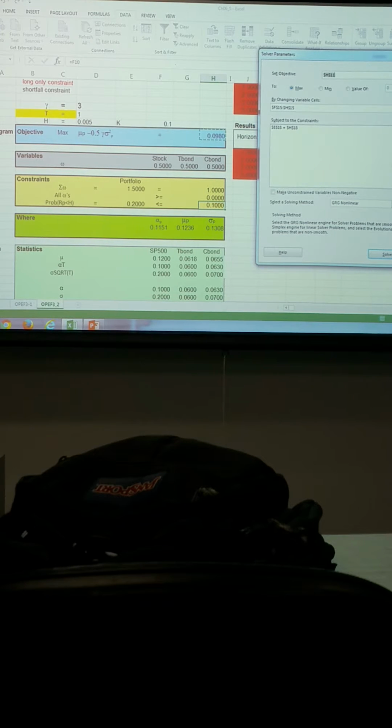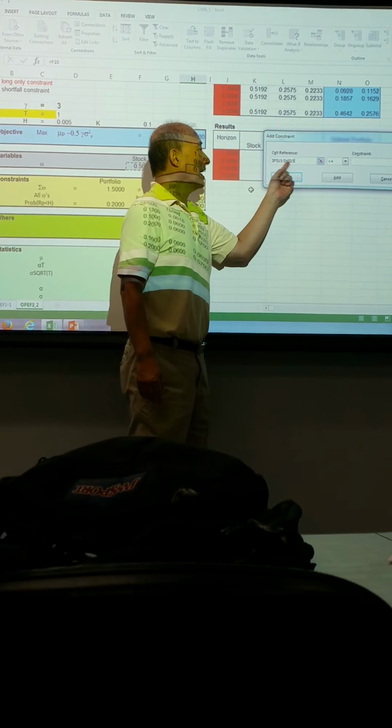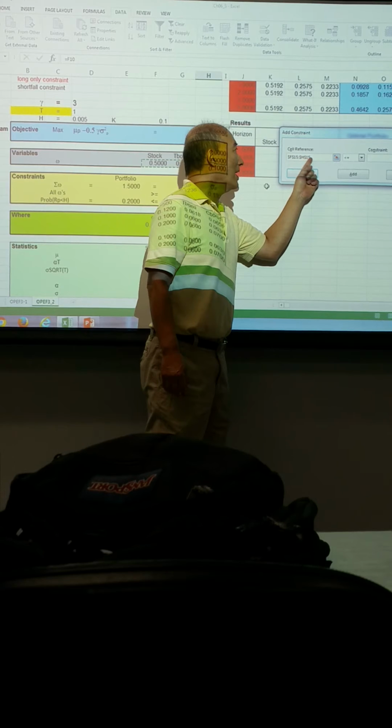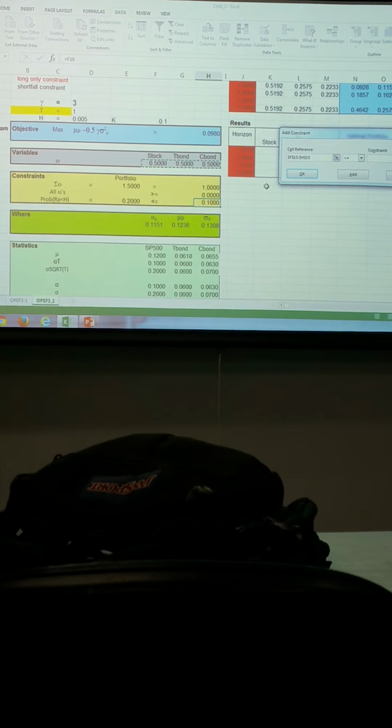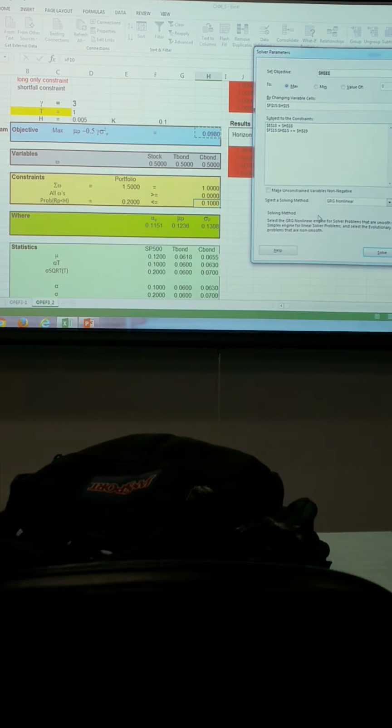And then we add the second one, say long constraint, long only constraint. All W is supposed to be greater than or equal to zero. So we highlight in this case the entire array. This means that it's not a cell, it's an array. Every element of the array should be greater than or equal to 0. So you're done with the long only constraint.